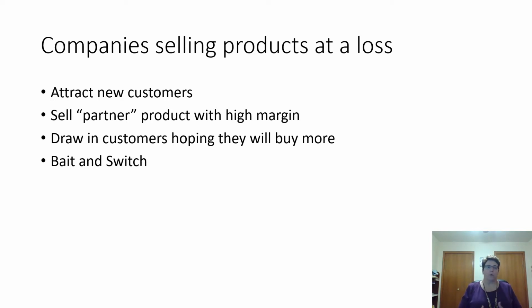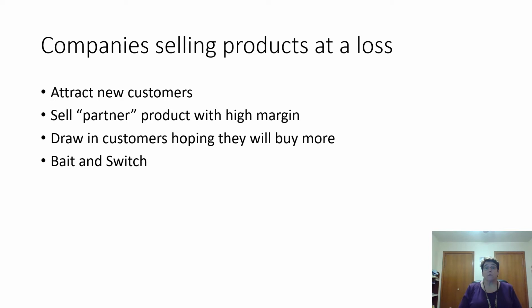Maybe toilet paper or paper towels or other common items, or soap, that you might purchase at another marketplace. Those types of items that people need on a regular basis, they might sell at a loss to attract their customers in, so that they buy other things.